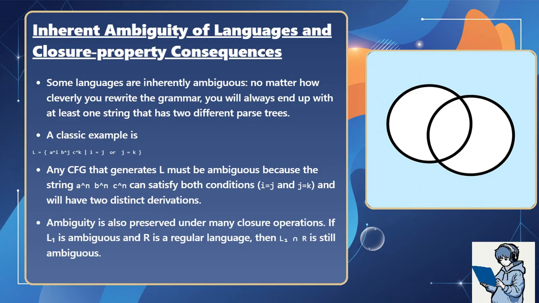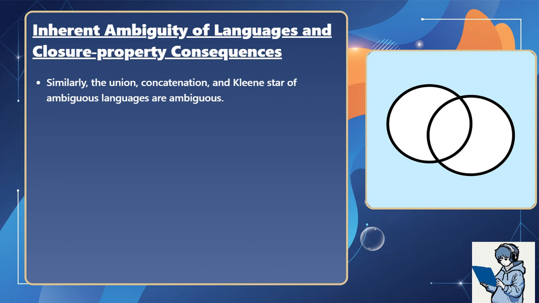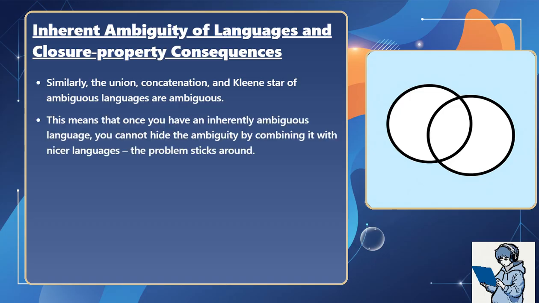Ambiguity is also preserved under many closure operations. If L1 is ambiguous and R is a regular language, then the intersection of L1 and R is still ambiguous. Similarly, the union, concatenation, and Kleene star of ambiguous languages are ambiguous. This means that once you have an inherently ambiguous language, you cannot hide the ambiguity by combining it with nicer languages. The problem sticks around.